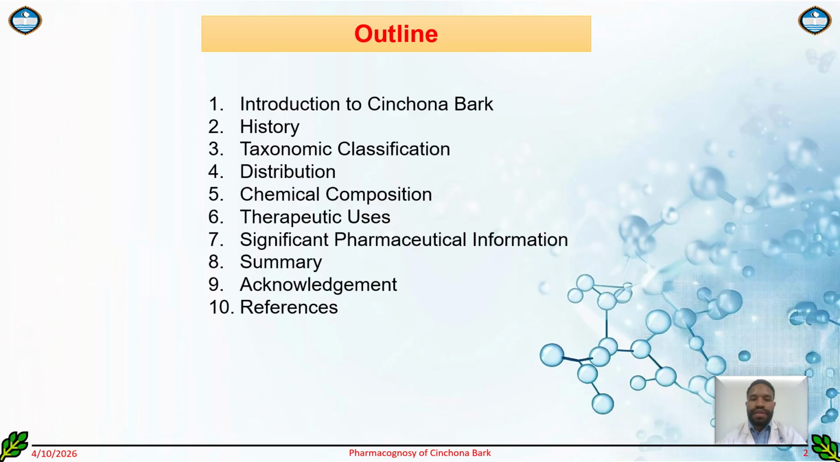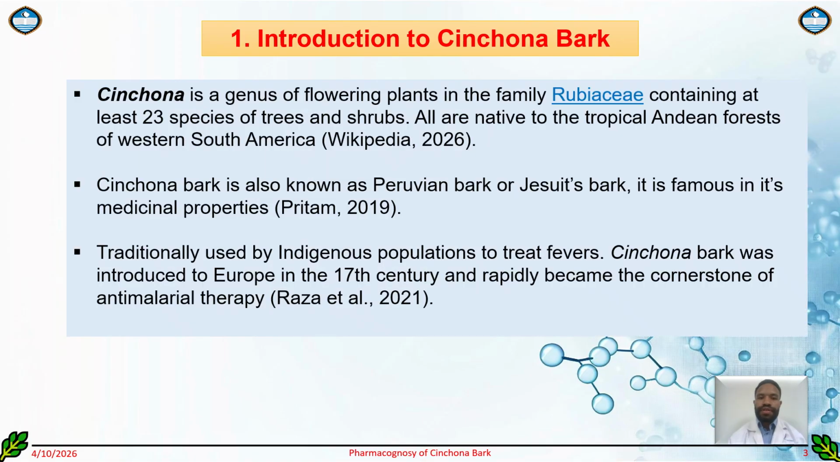Outline. Our presentation will cover the following. 1. Introduction to Cinchona bark. Cinchona is a genus of flowering plants in the family Rubiaceae containing at least 23 species of trees and shrubs. All are native to the tropical Andean forests of western South America. Cinchona bark is also known as Peruvian bark or Jesuit's bark. It is famous for its medicinal properties, traditionally used by indigenous populations to treat fevers.